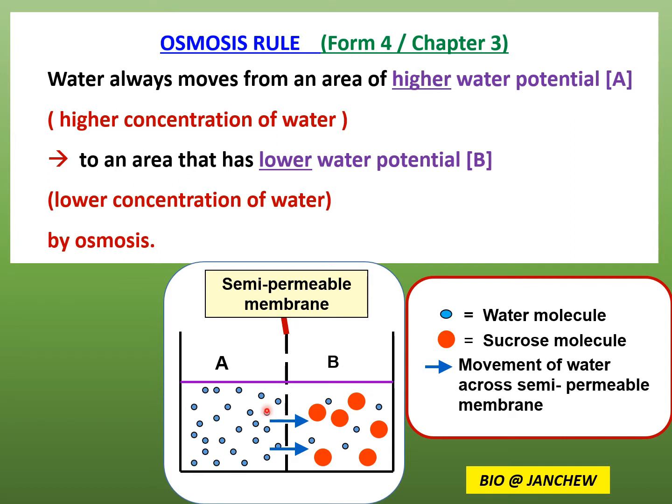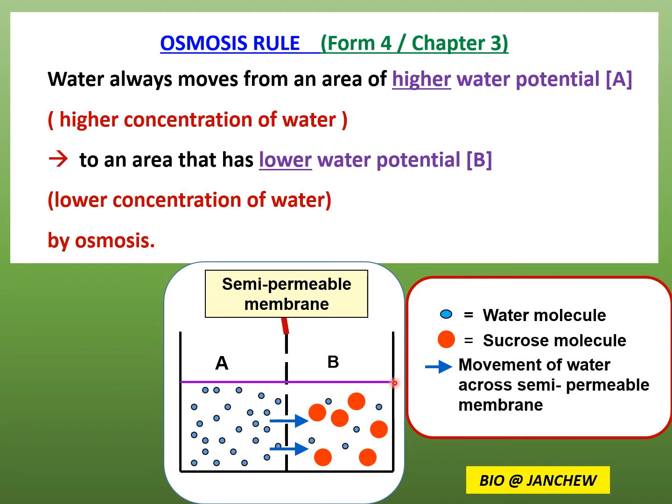Alright, so water always moves in this direction, from a region of high concentration of water to a region of lower concentration of water, or from a region of higher water potential to a region of lower water potential. Right, down the concentration gradient. So no energy is needed for this process. As water moves down the concentration gradient from a region of high water potential or high concentration of water in A to a region or area that has low water potential or low concentration of water.